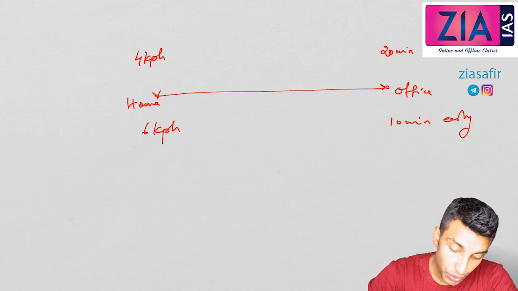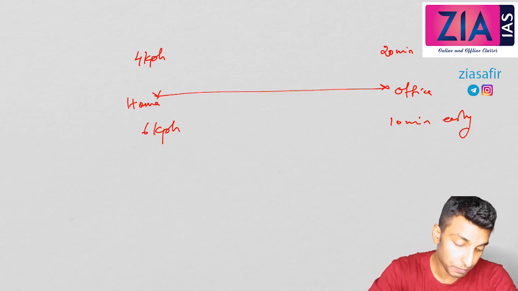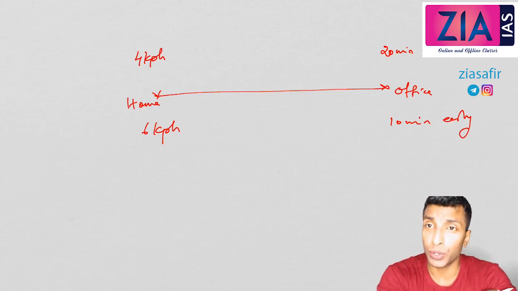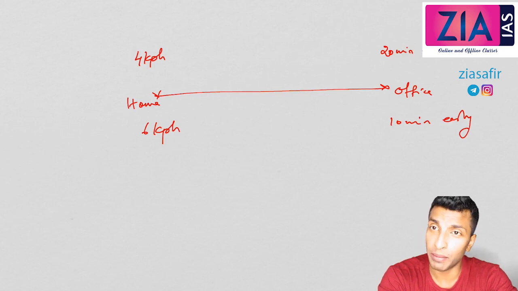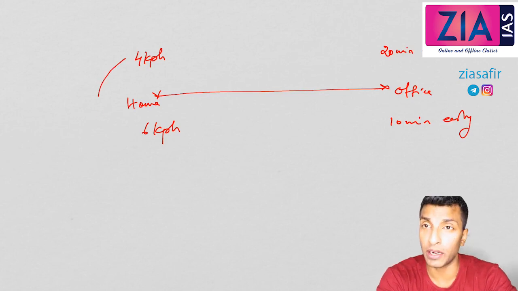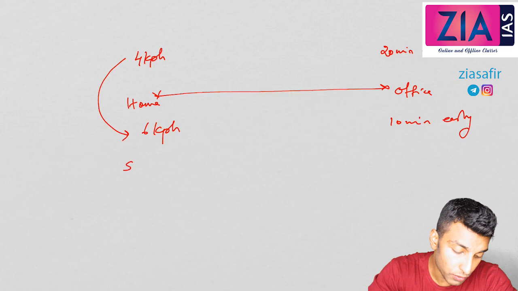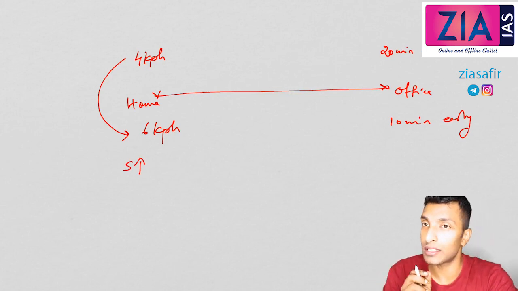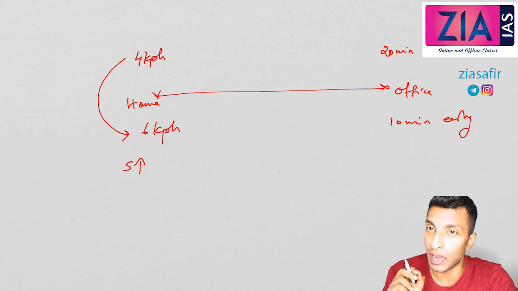So let's try to see how you're going to solve this particular question. Okay, so if you travel at 4 km/h, you are 20 minutes late. If you travel at 6 km/h, you are 10 minutes early. Now if you look into this, what happened with the speed? Speed has actually increased. So this is clearly an increase-decrease story, so we can apply our method.